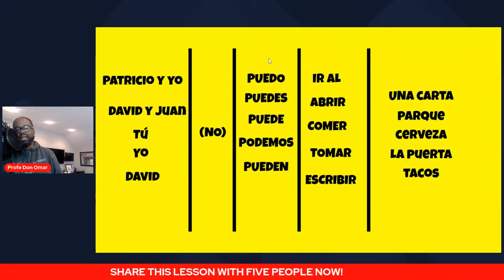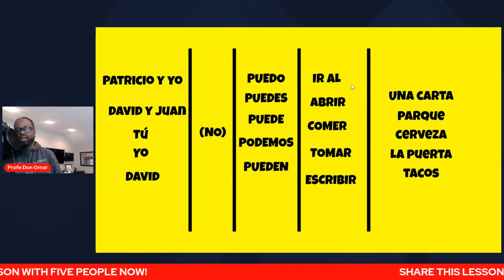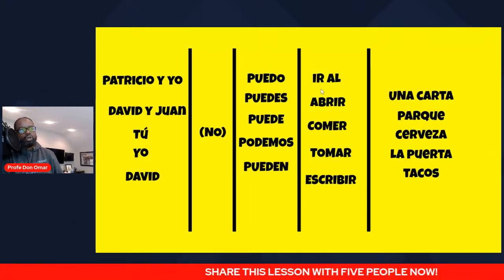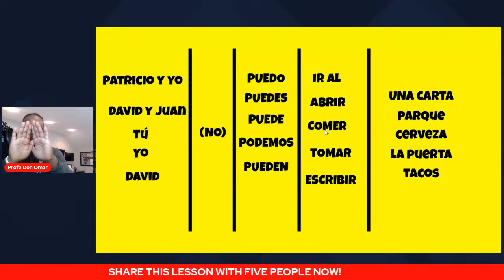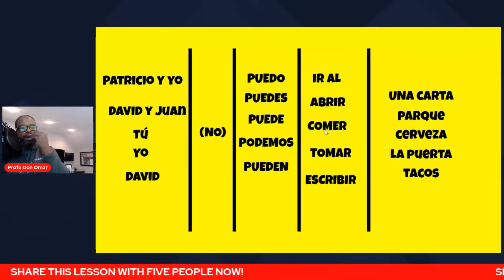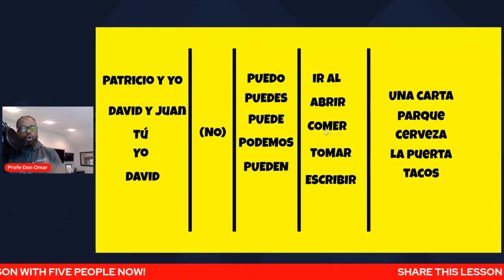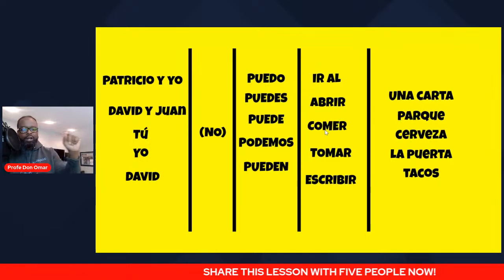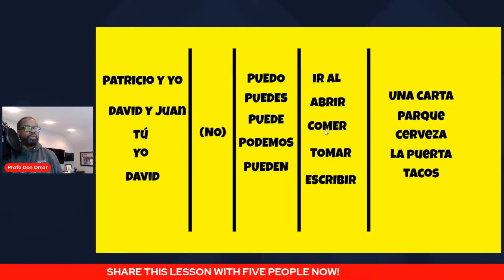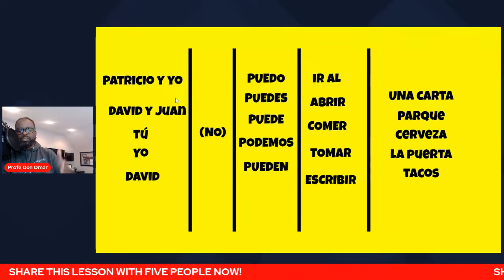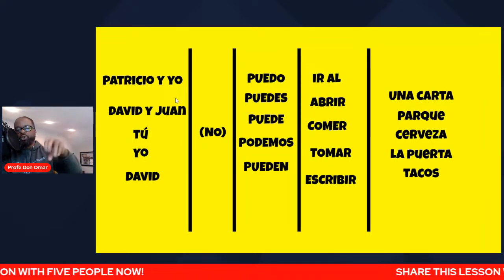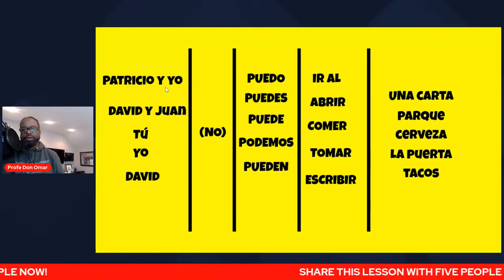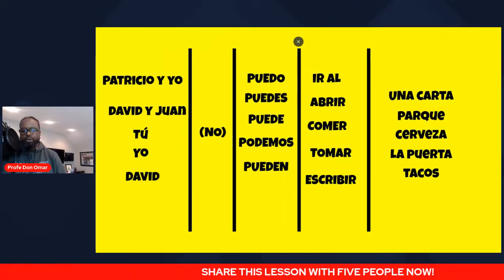And then we've got some endings. We're ending our sentence here, right? In these last 2 columns, we're ending the sentence off. Ir al, to go to the. Abrir, open. Comer, to eat. Tomar, in this situation, to drink. Escribir, to write. Okay? So I want you to put a sentence together. I don't care which one you do, just put it together and put it in the chat for me. That's exactly what I need from you.